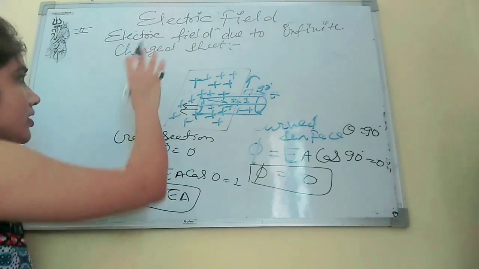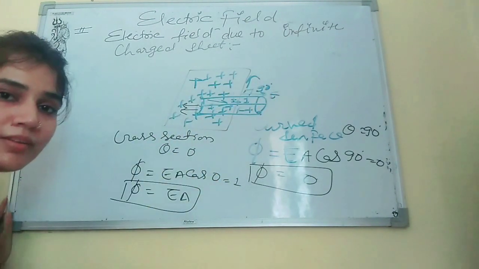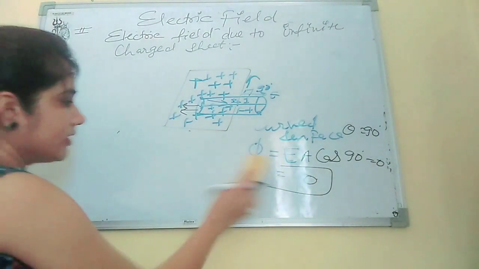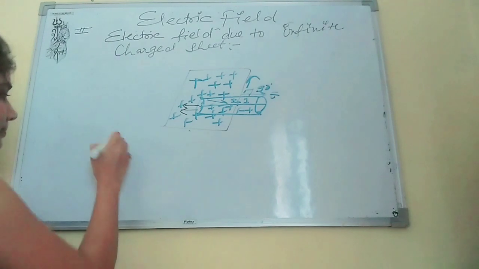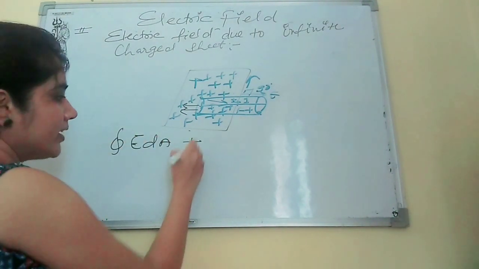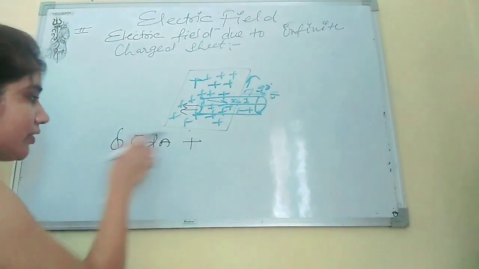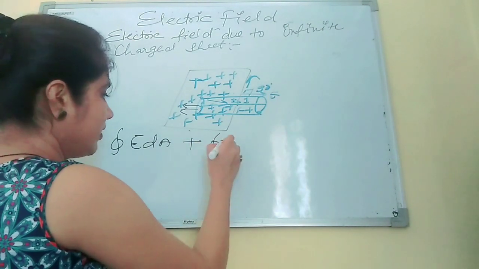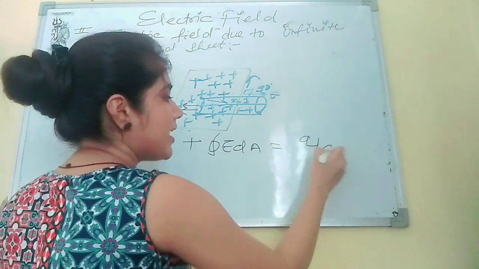We will apply this theorem in the cross section area. So we simply apply Gauss theorem. That will be the integral of E dA plus, you are seeing two cross sections here, so we will add it 2 times. That will be the integral of E dA equal to Q by epsilon naught.